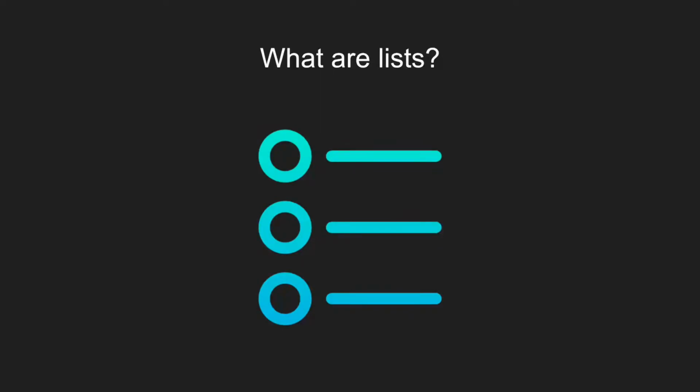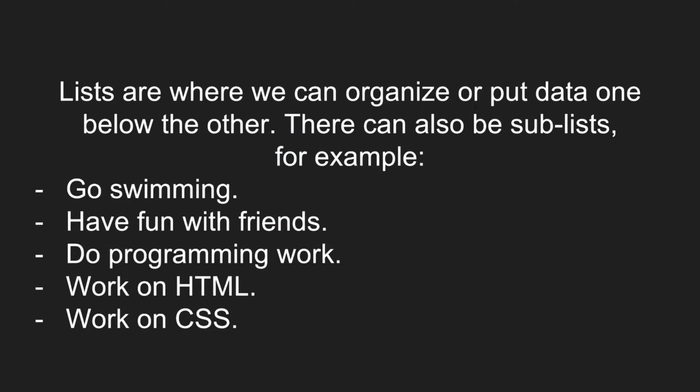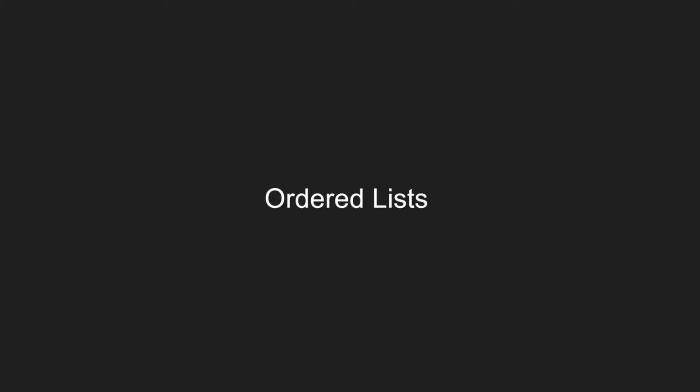A list is basically where you can organize or put data one below the other. There can also be sublists. For example, go swimming, have fun with friends, do programming work, work on HTML, and work on CSS. This is a list. And so that's an unordered list, but we're going to learn more about that in a minute.